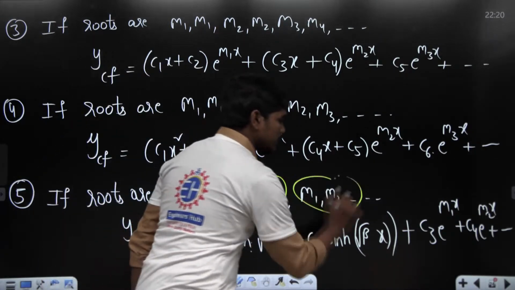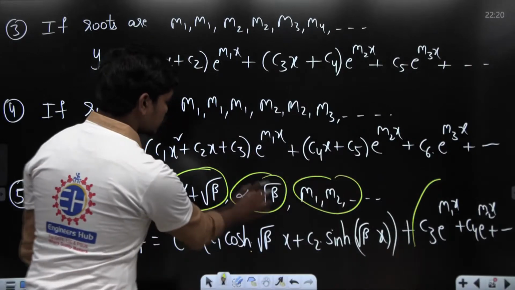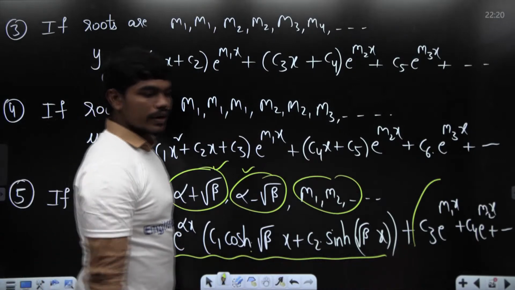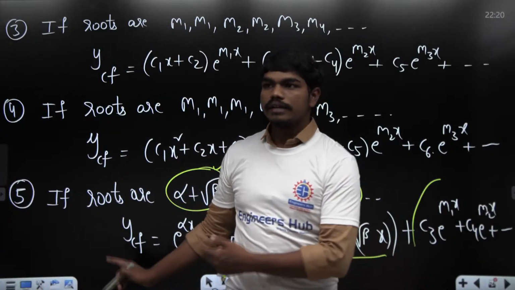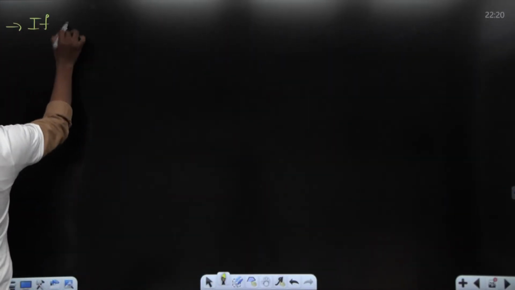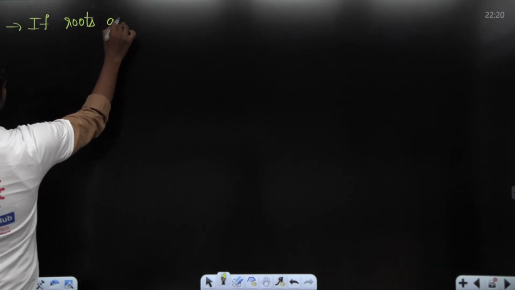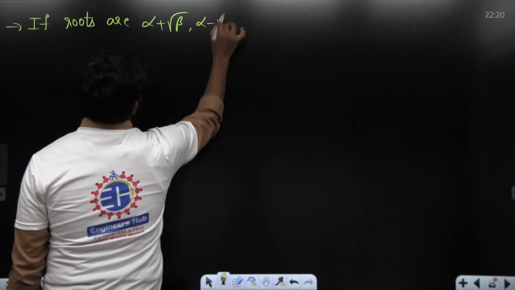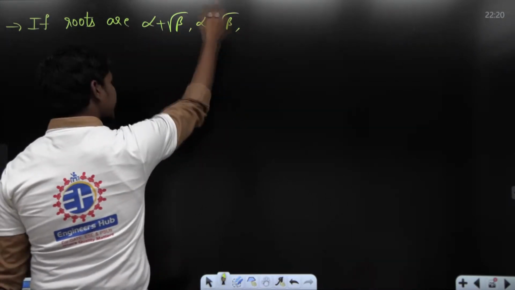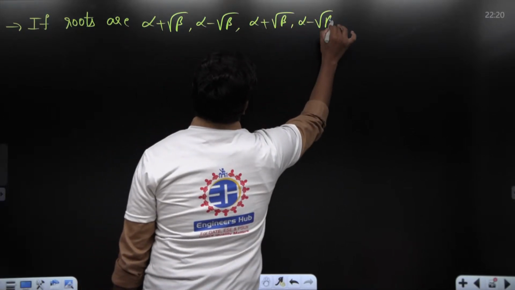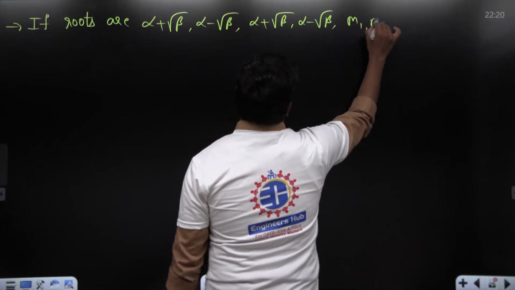This part is common, which is very well known to you from here. Now, these two roots will imply this part in the complementary function. Did you understand this? Okay. Now, let us see what the case is if these real and irrational roots are getting repeated. If the roots are alpha plus root beta, alpha minus root beta, and let us suppose this pair is getting repeated one more time, alpha plus root beta, alpha minus root beta, and of course again you have something like m1, m2, m3 and all.